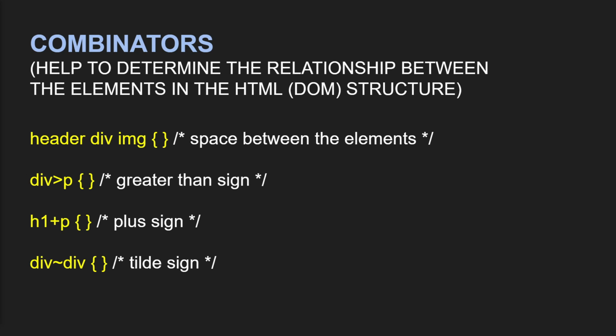In our third example, we have a plus sign, which means the first younger brother. So as we can see in our third example, we have a p tag that is a first younger brother of the h1 tag. And in our last example, we have the tilde sign, which means every younger brother, not only the first one. So in our last example, we have a div tag that is a younger brother of another div tag. And it doesn't mean that it has to be right in front of it.